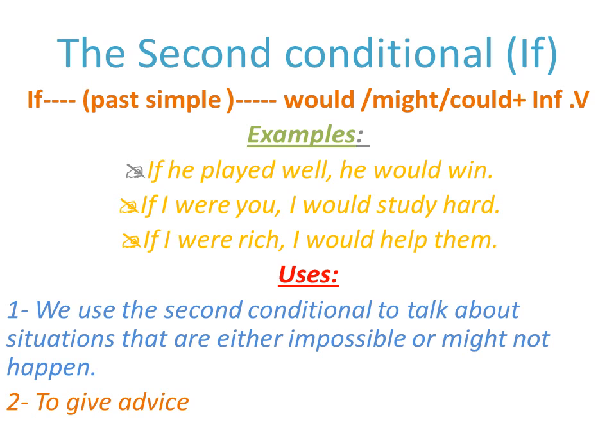Number 3, if I were rich, I would help them. This situation is impossible to happen. Why? Because I am not rich, so I can't help them.